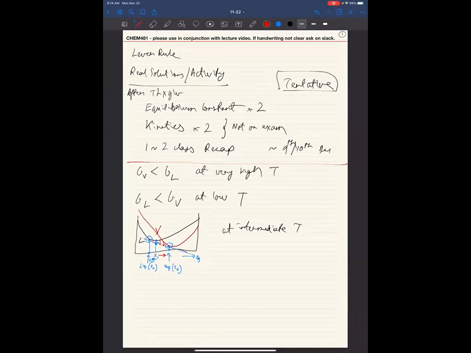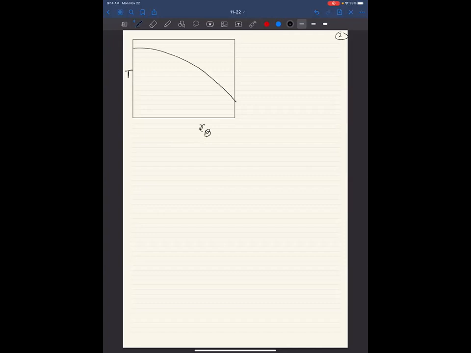Okay, so this is just a recap. I'm going to go to the next screen. If we draw a phase diagram, which we drew last time, we had our temperature over here, and here we are going to talk about concentration of B. And then we had some two-phase region. This one was liquid. This one was vapor. And in between, we have liquid plus vapor.